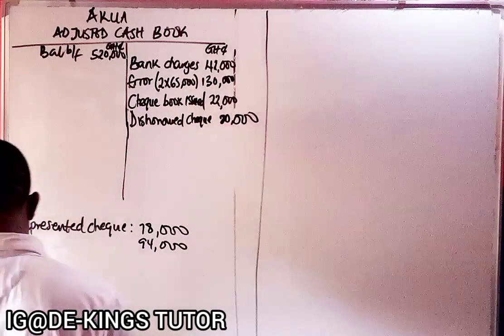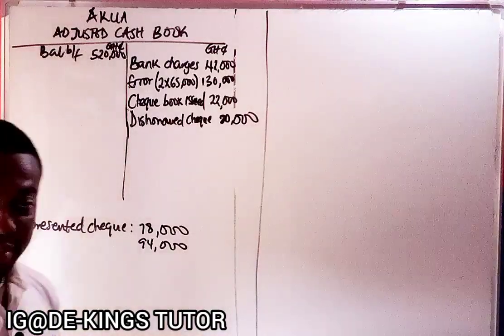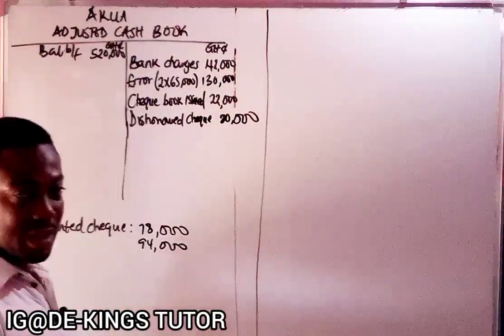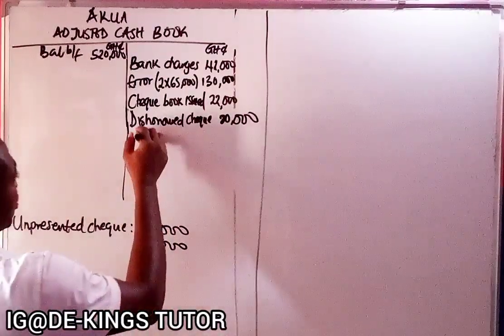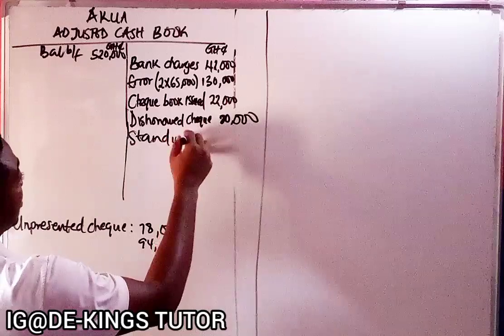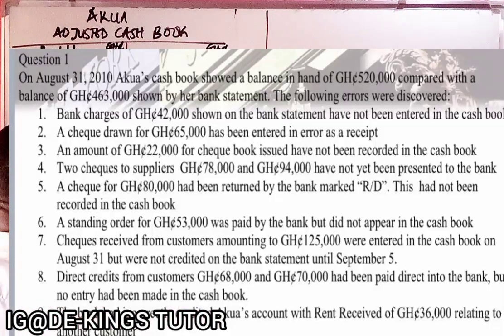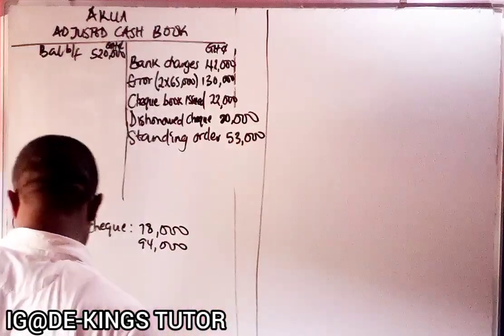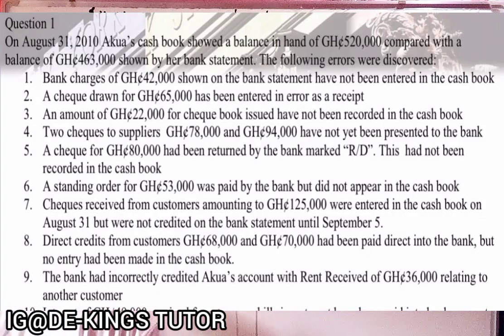It said a standing order for 53,000 Ghana cedis was paid by the bank but did not appear in the cash book. A standing order was paid, an order given to the bank. It has reflected in the bank. They've deducted, but it has not reflected in the cash book. So it should also be credited. So I have a standing order. Now how much is it? It is 53,000.